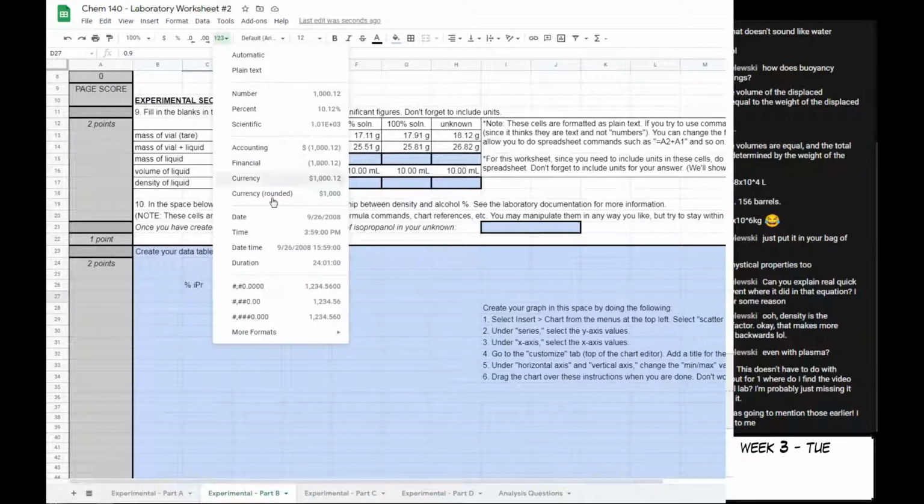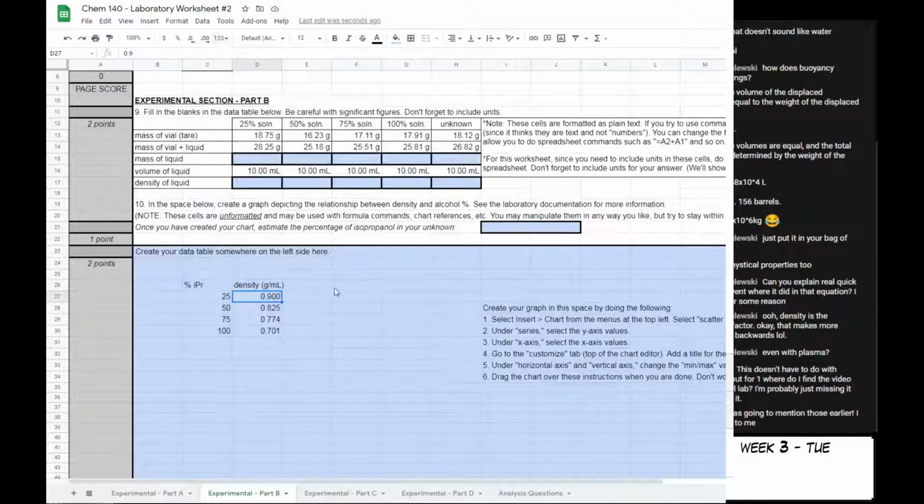This button right here will let you format it in different ways. I would just use these two buttons over here. But if you know how to use Excel, you can format something as a number or plain text or whatever.